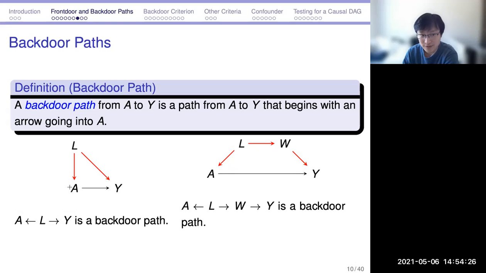So these are two examples. Here, this path highlighted from A to L to Y is a backdoor path because it starts with this arrow. And here, from A to L to W to Y, starting with an arrow pointing into A, that is a backdoor path as well.